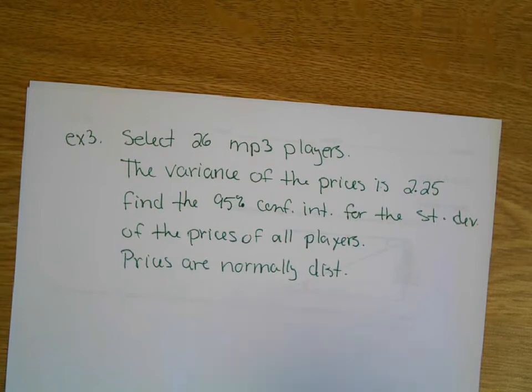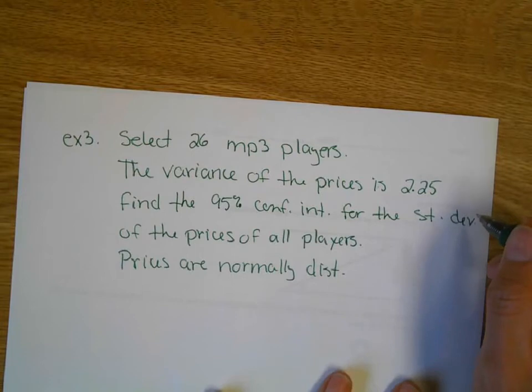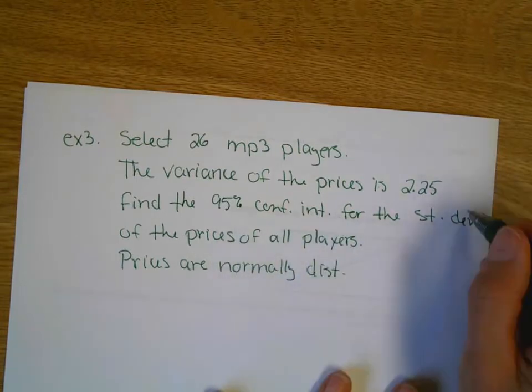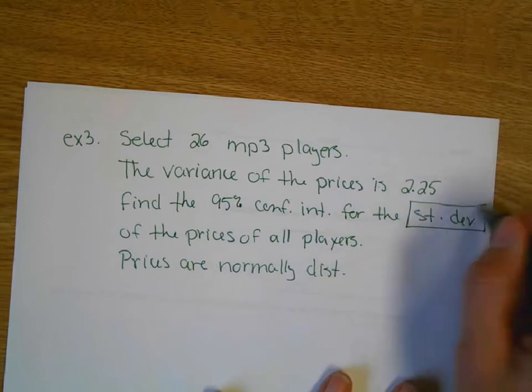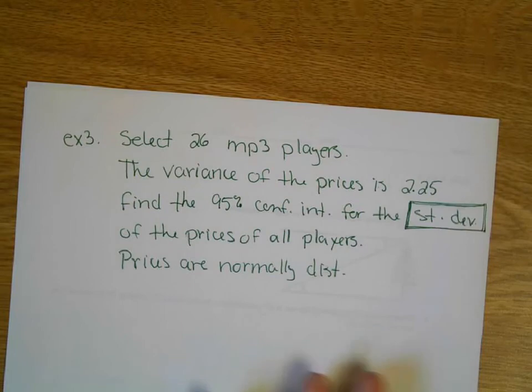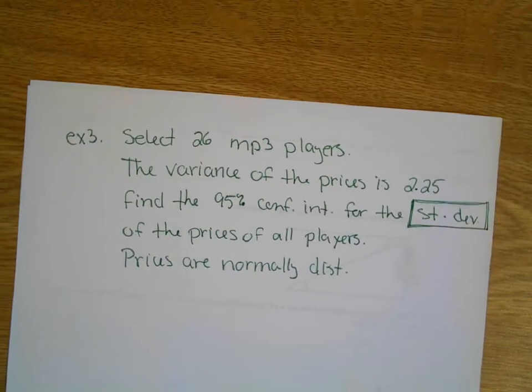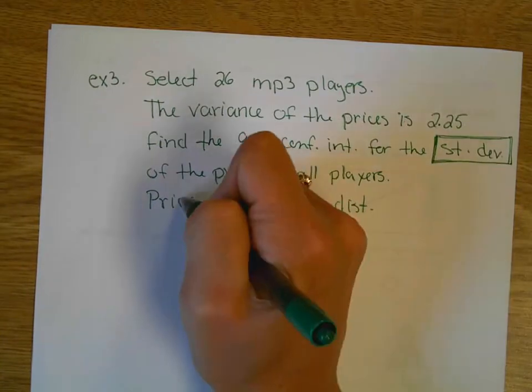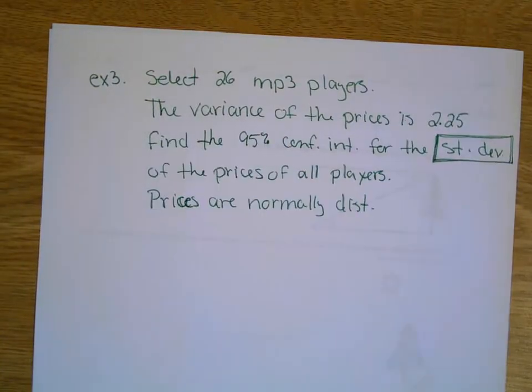Prices are normally distributed. I thought that said Prius at the end. So, 95% confidence interval for the standard deviation. Prius are normally distributed. No, prices. Okay. Oh, I wrote prices, because I went into that. There we go.